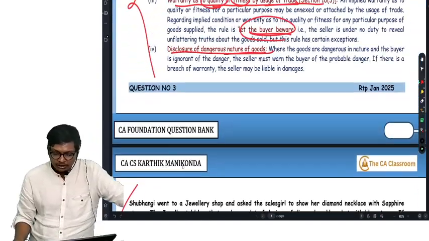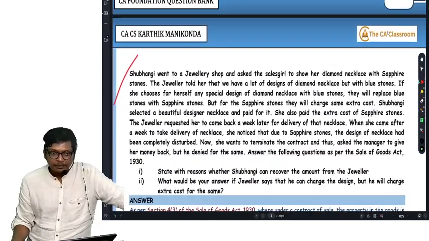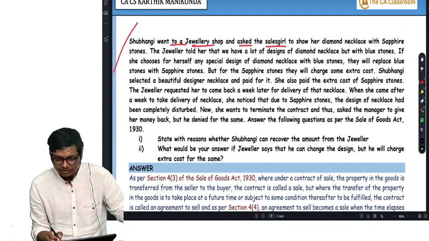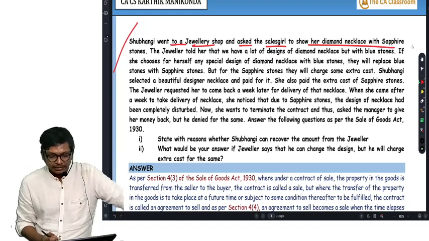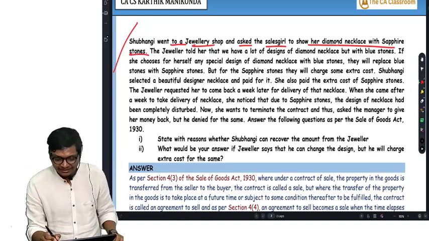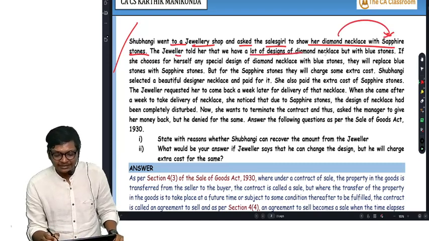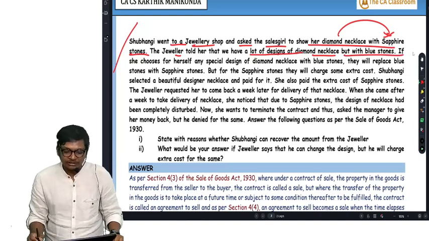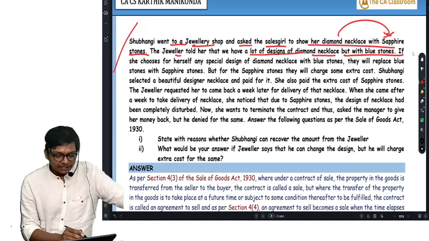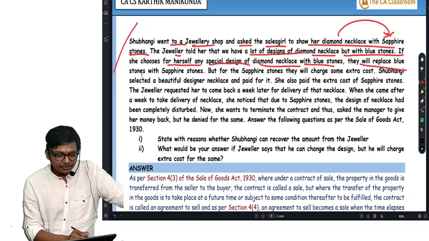Shubhangi, which question is this? Jan 25 RTP. It has come in many other previous RTPs also. Shubhangi went to a jewelry shop and asked the sales girl to show her a diamond necklace with sapphire stones. The jeweler told her that they have a lot of designs in diamond necklaces but with blue stones, not sapphire. If she chooses any specific design of diamond necklace with blue stone, they will replace the blue with sapphire.